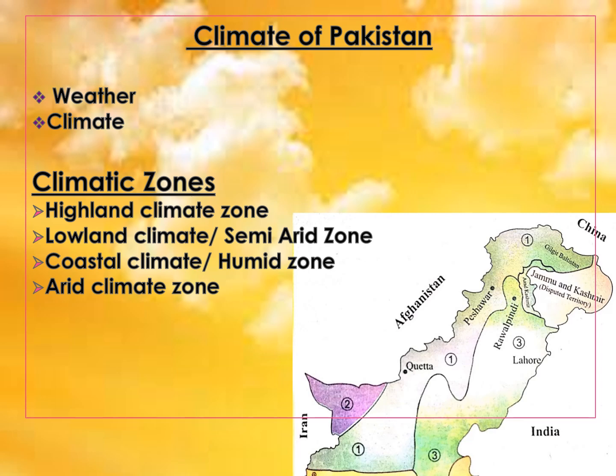Then Pakistan can be divided into different climatic zones according to its topographical features, and the zones are highland climatic zone, lowland climatic zone, which is also called semi-arid zone, then we have coastal climate, which is also called a humid zone, and we have arid climatic zone. And I am going to elaborate all these zones in detail in the later slides.